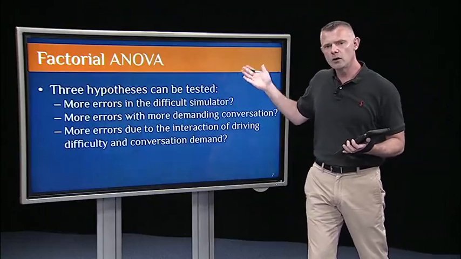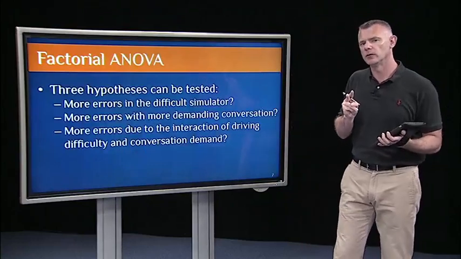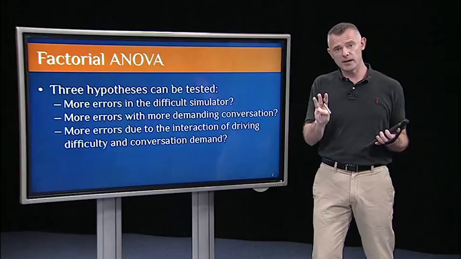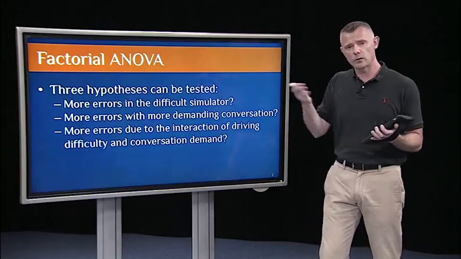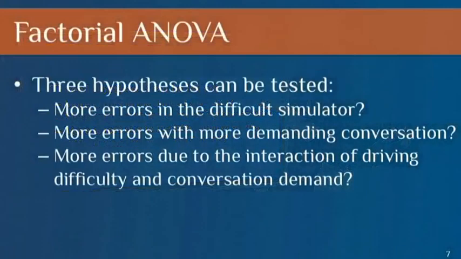So in a factorial ANOVA with two independent variables, we can test three hypotheses. One, were there more errors in the difficult driving simulator? Two, were there more errors as conversation demand went up? And three, do they interact?